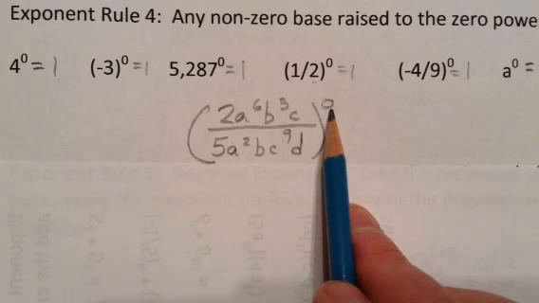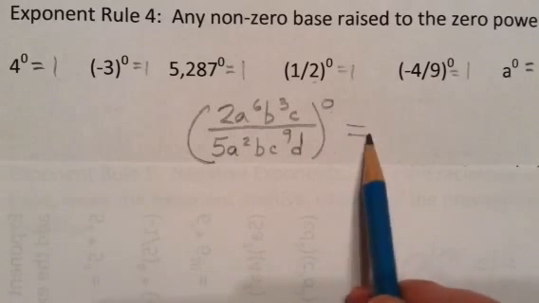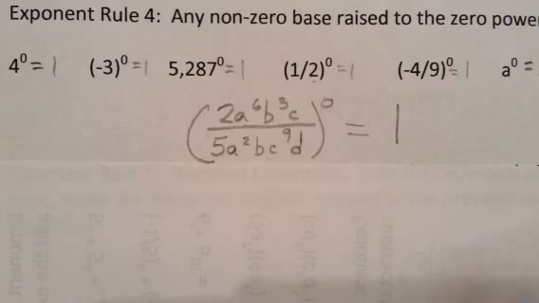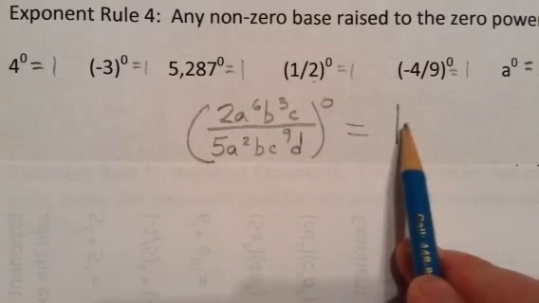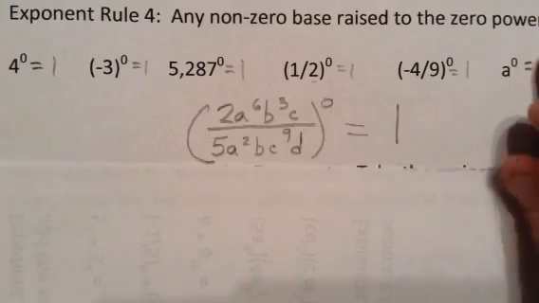What does this do? What's it equal to? That's right, it's equal to 1. I don't care what all this stuff is. That exponent of 0 right here guarantees that that's going to be equal to 1, and that's the cool thing.